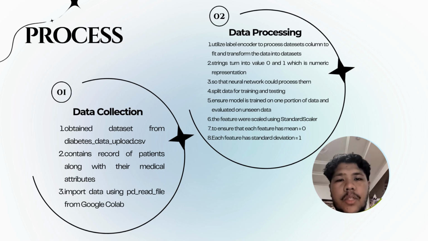So in the data processing, we have two processes, which are data collection and data processing. For data collection, the data set was obtained from the database. The data upload is a CSV file, which contains records of patients along with their medical attributes, such as age, gender, and symptoms. The data will be imported using pd.read_csv with the file name from Google Colab.